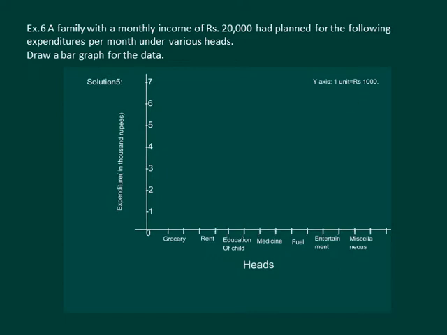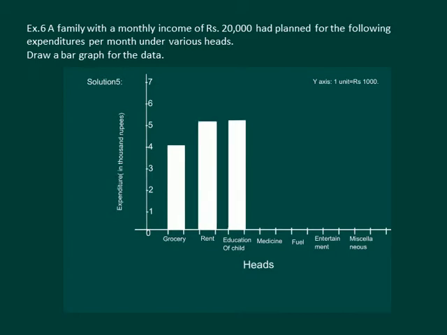Now to represent our first head, that is grocery, we draw a rectangular bar with width equal to 1 unit and height equal to 4 units. Similarly, let us represent the other heads, keeping a gap of 1 unit in between the consecutive bars. In this way, the bar graph for the given table is drawn.